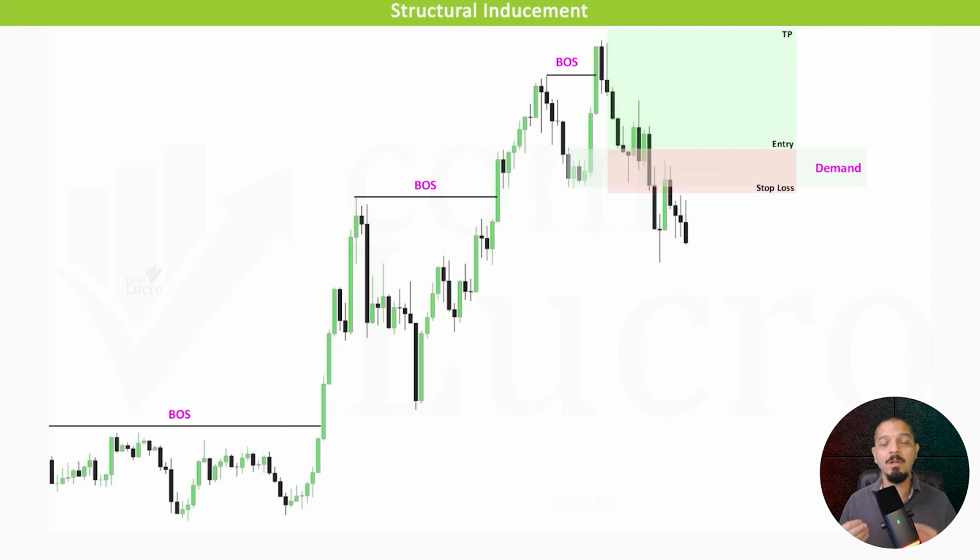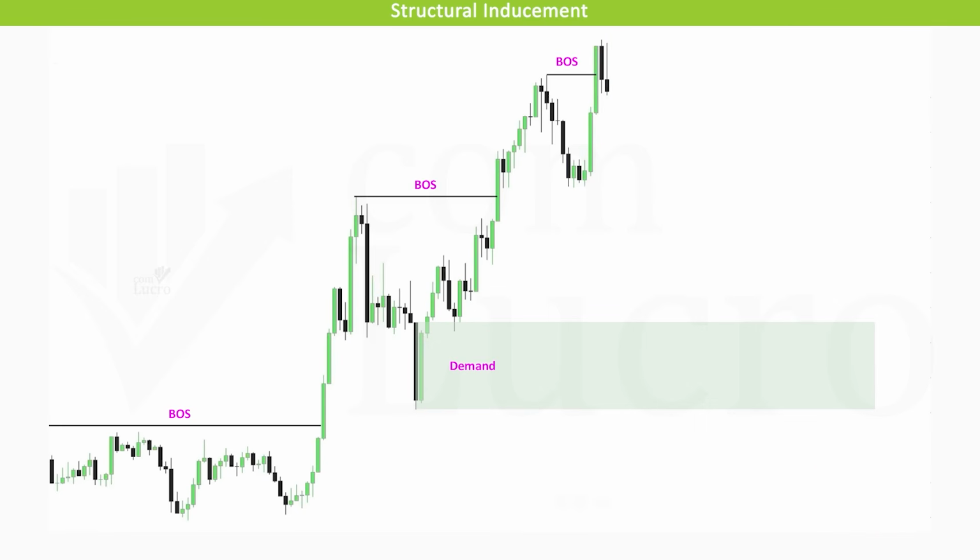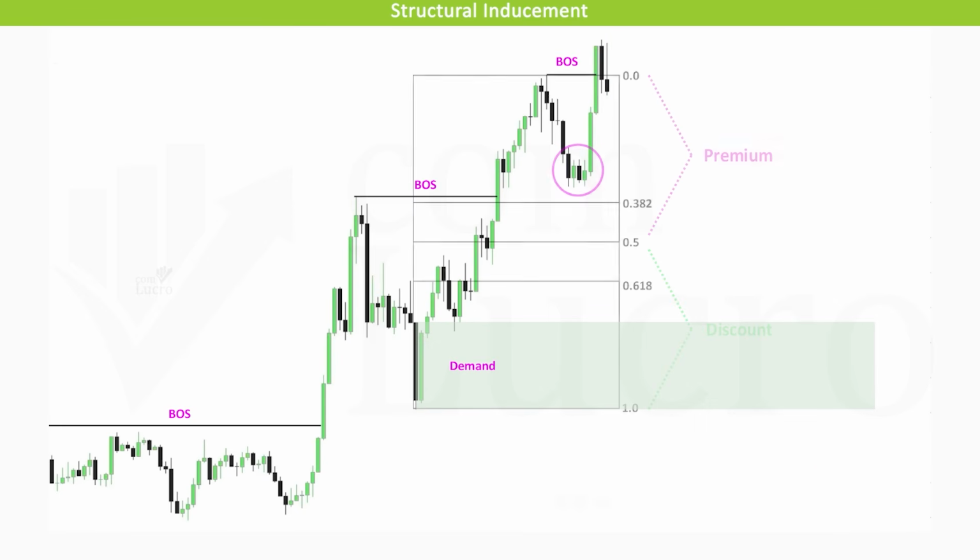The reason becomes clearer when we look deeper. This so-called BOS was never a real break in the first place. The entire move was driven by resting buy orders sitting below, inside the discount zone of the main bullish leg. If you draw your Fibonacci tool from the swing high down to the swing low, you will notice that price did not even retrace into the 38.2% level, let alone the 50% level of the previous impulse.